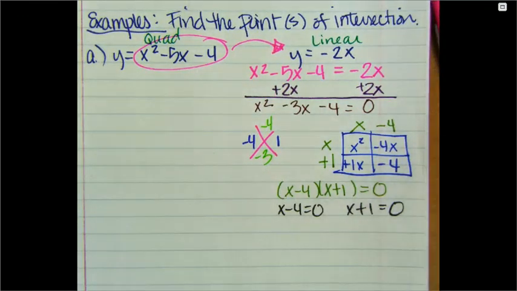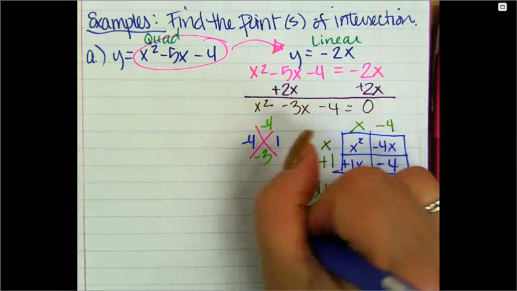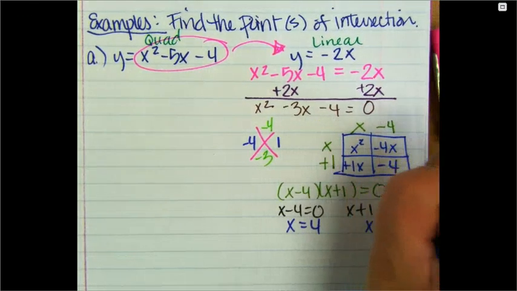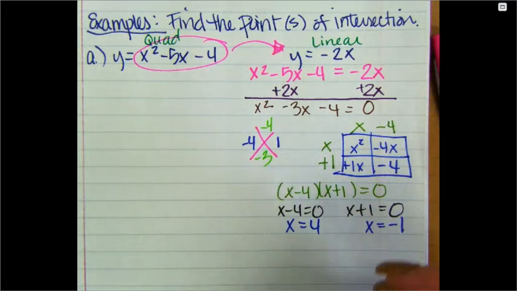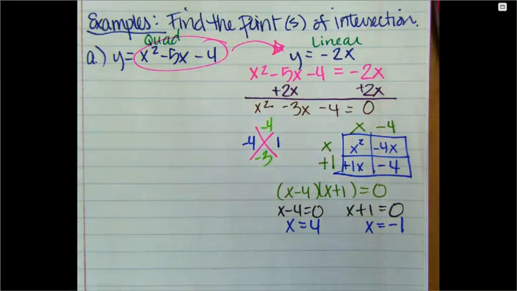So what does x equal in the first one? Positive 4. And in the second one? Negative 1. We are not going to write the points 4, 0, and negative 1, 0, because these are not x-intercepts. They're points of what? Points of intersection. Since they're points of intersection, we need to find which value? The y.